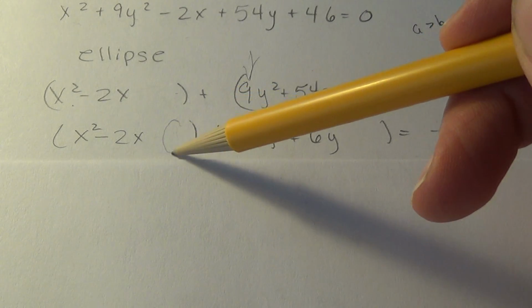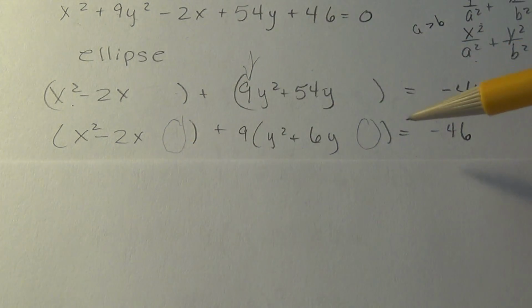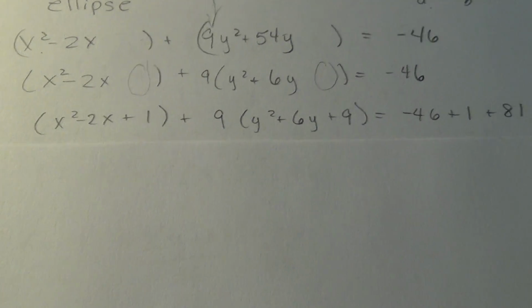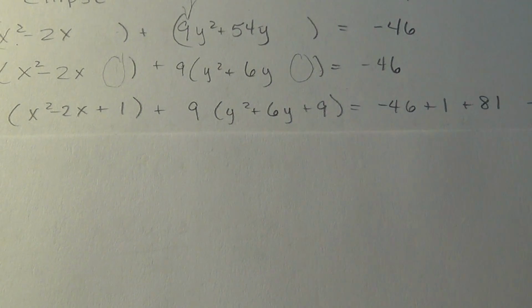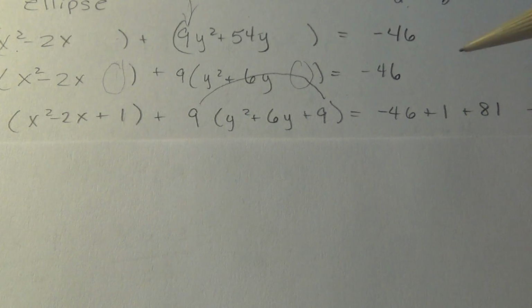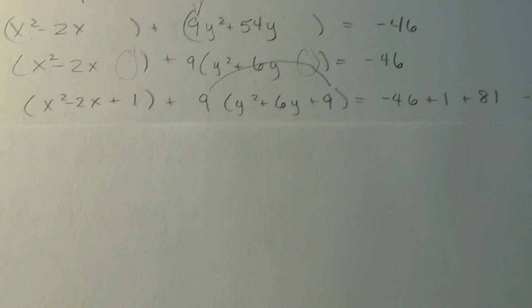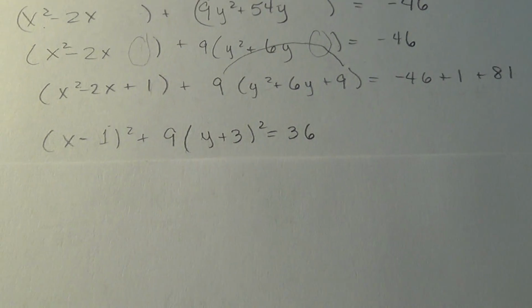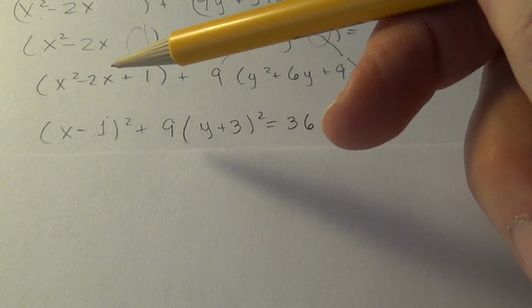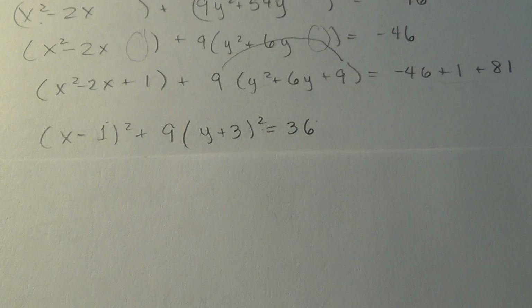What will we add? It's a 1 here and a 9 there. We adjust by, this is really just a 1, but this is a 9 times a 9, so you must add an 81. What is the perfect square here? X minus 1 quantity squared, 9 times y plus 3 quantity squared, and this adds to 36.